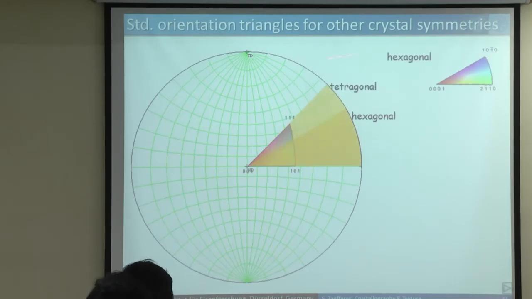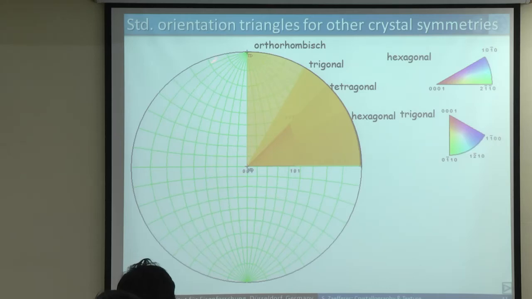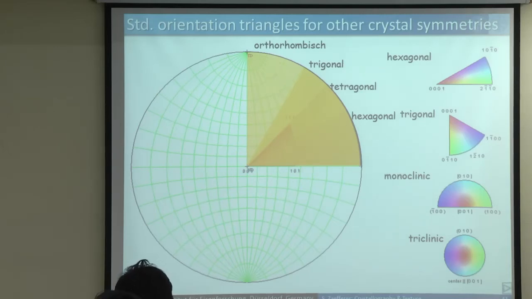For the tetragonal system, it's just a 45-degree slice. For the trigonal system, it's a 60-degree slice. For the orthorhombic, it's this 90-degree area which covers the whole unique direction space. For monoclinic, it is the half sphere. And finally, for triclinic, the whole sphere is the only unique direction space. Every orientation is symmetrically different from the other. There is no symmetry inside.